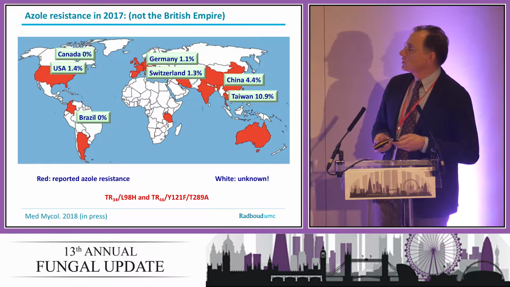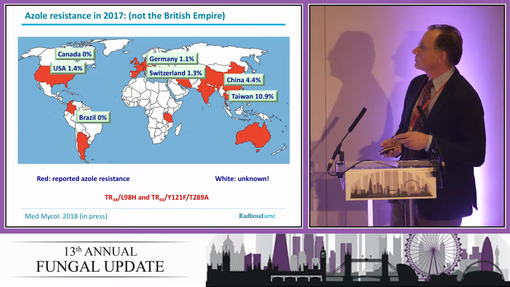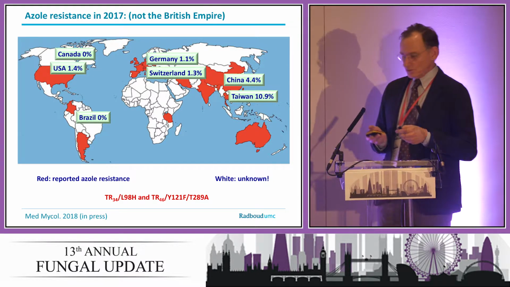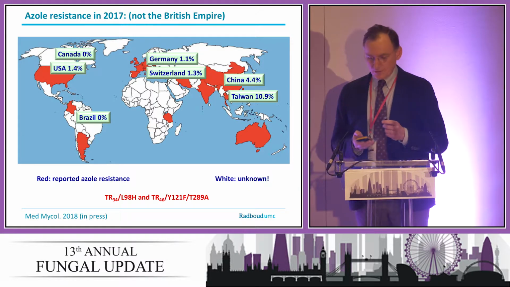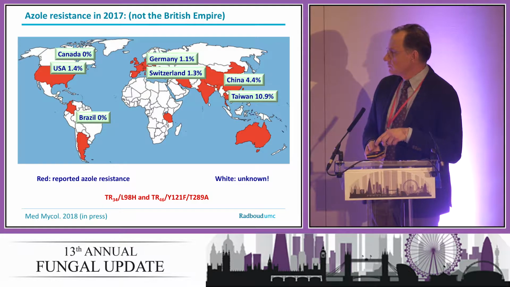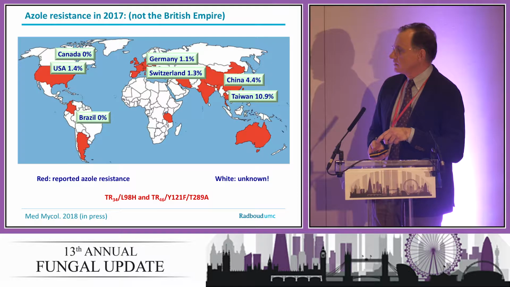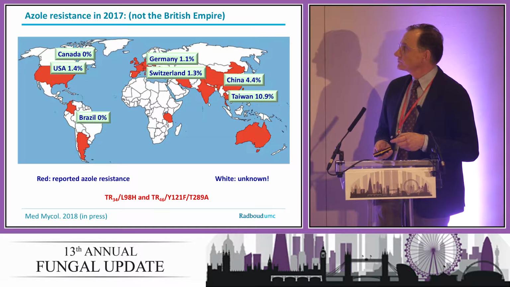So this is again a map of the world. This is not the British Empire, as we saw yesterday, but this in red are the countries which have reported azole resistance in Aspergillus fumigatus. It is impressive, but already outdated. If you look at the mutations, you find these combinations of tandem repeats with a point mutation in the CYP gene, and these are the two very dominant resistance mutations.